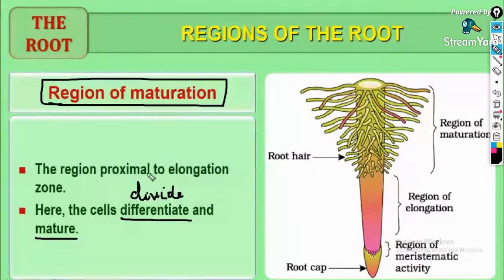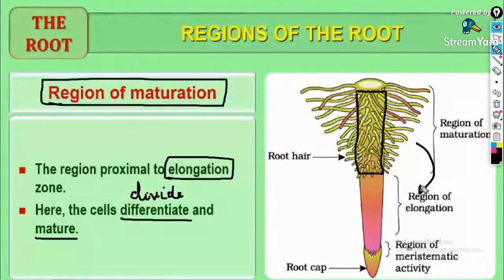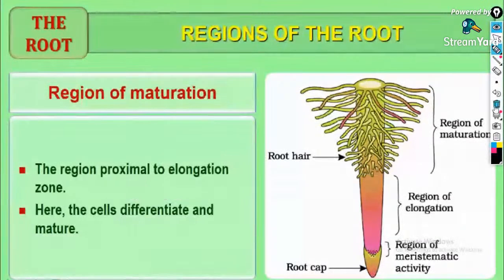So the region of maturation is the region that lies very close to the zone of elongation. Shivani, clear? This is the region of maturation. And here they are telling that the region of maturation is the region that lies very close to this region of elongation. If you have any doubt further, please ask me. I'll be ready and I'll explain it anytime, 5 or 6 times if you have any doubt.